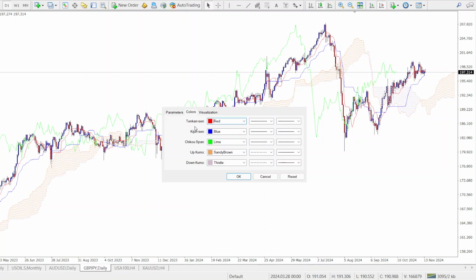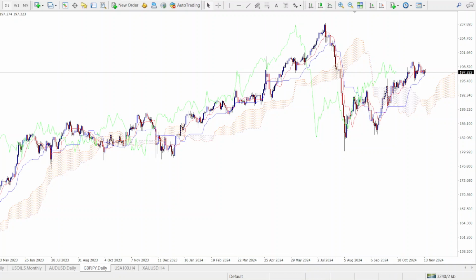We can see the Tenkan-sen is the red line, the Kijun-sen is the blue line, the Chikou Span is the line, then we have the up Kumo and the down Kumo. So these are the 5 components of the Ichimoku Kinko Hyo.